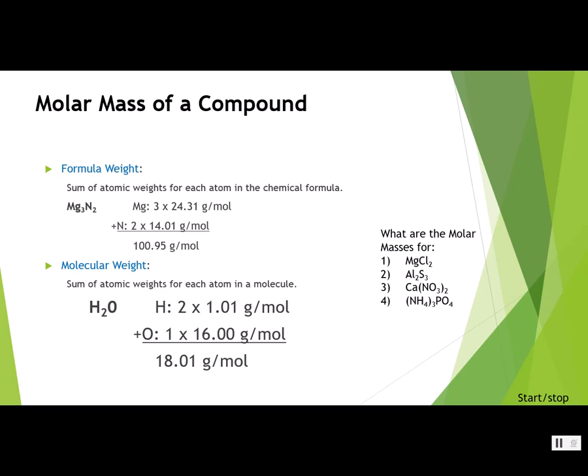So for example, with magnesium nitride, Mg3N2, each magnesium is 24.31, so I multiply that by 3. I add 2 nitrogens, or 14.01 times 2, to get the formula weight or molar mass for magnesium nitride. So that means that 1 mole of magnesium nitride weighs 100.95 grams.